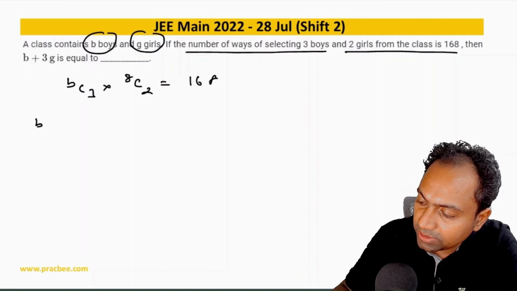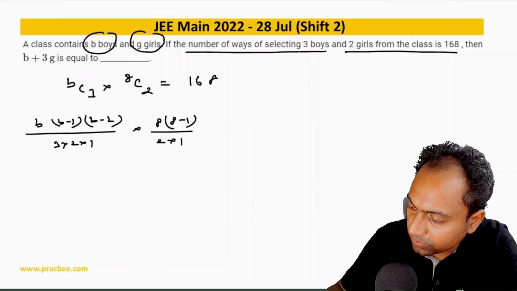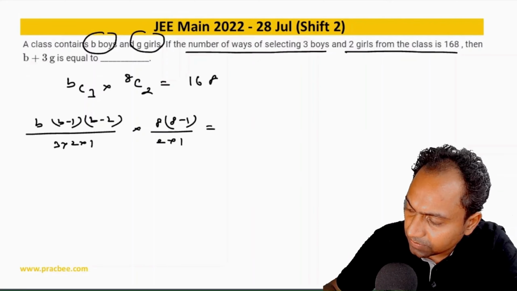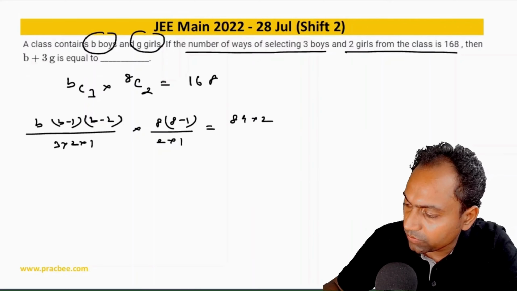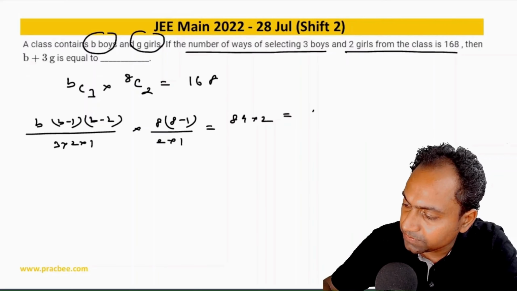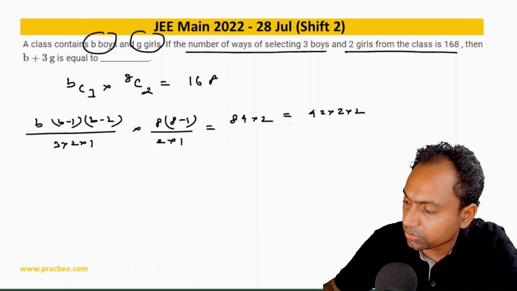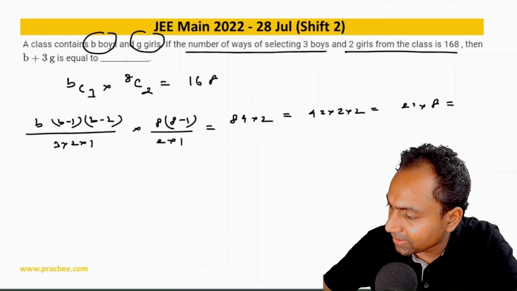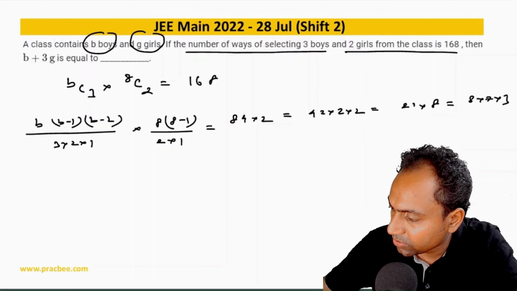Now if I write it down, it is B into B minus 1 into B minus 2 divided by 3 factorial. So 3 into 2 into 1. And GC2 will be nothing but G into G minus 1 by 2 into 1. This is equal to 168, and 168 can be written as nothing but 84 into 2, which can in turn be factorized and written as 42 into 2 into 2, and that can in turn be factorized and written as 21 into 8, and that we can write as nothing but 8 into 7 into 3.